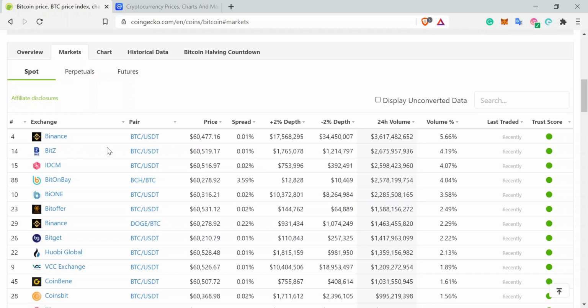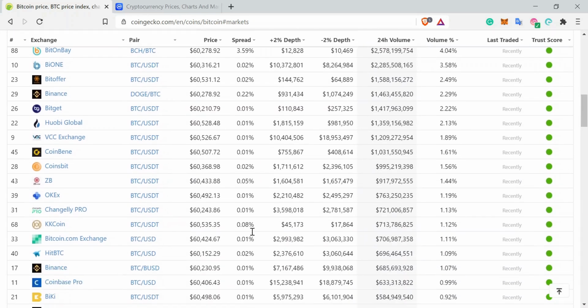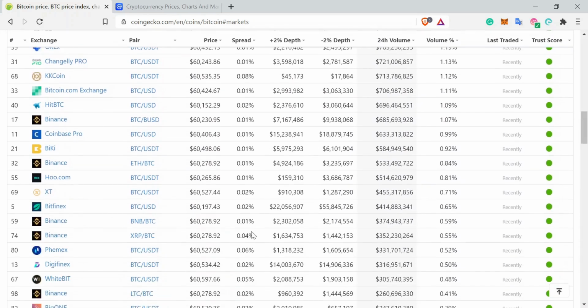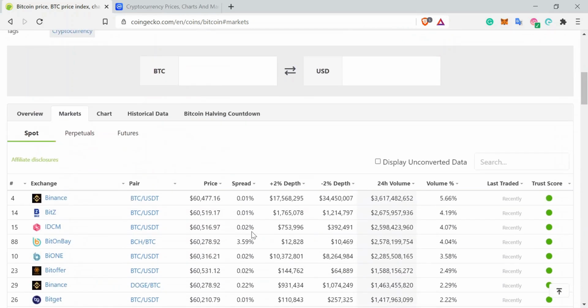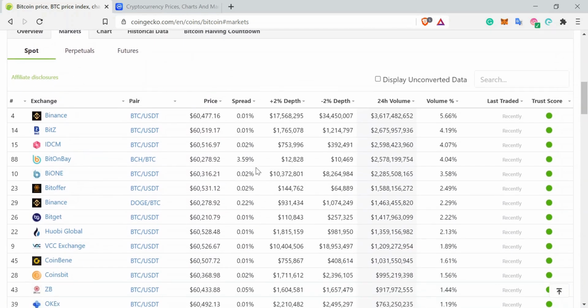The spread is the fee that you'll pay to trade. Okay, and notice Binance 0.01, very, very competitive, whereas BitOnBay 3.59%. And these do vary considerably depending on the exchange you're using. So you always need to, when you look at a crypto project, determine what fee you're likely to pay before you actually trade it. The depth either side of the live price also gives you an indication of liquidity.